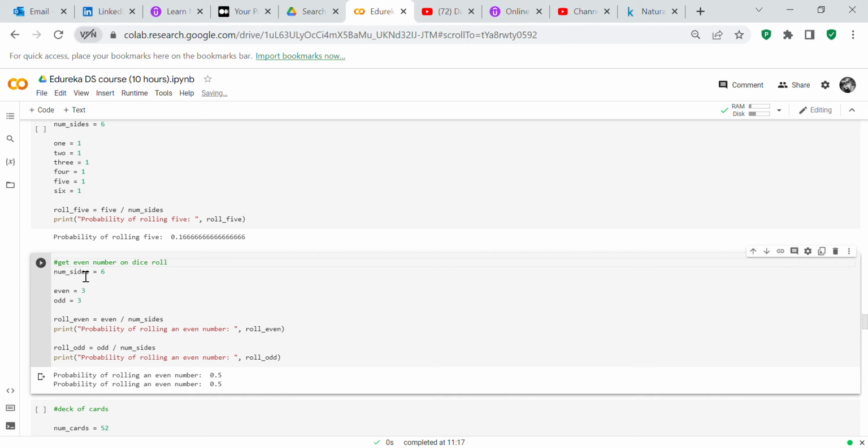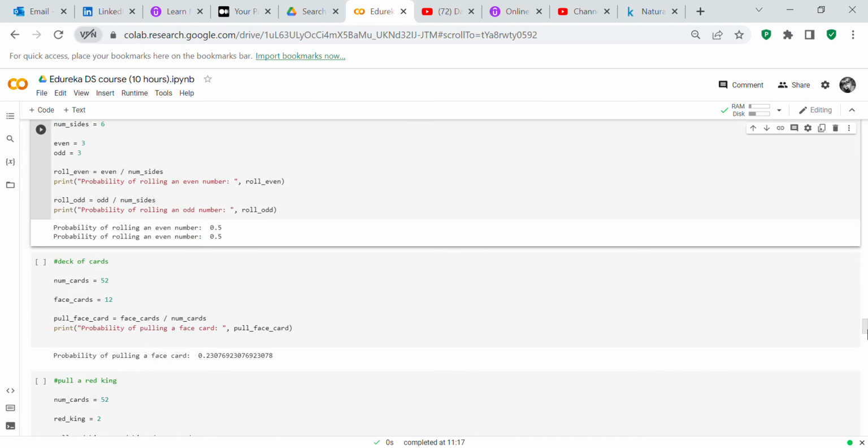And roll_odd equals odd over num_sides. Then you print probability of rolling an even number, or it should be odd number really. I made a mistake there. Odd number, roll_odd, and it's going to be 0.5. So you have a 50% chance of rolling an even number and a 50% chance of rolling an odd number.